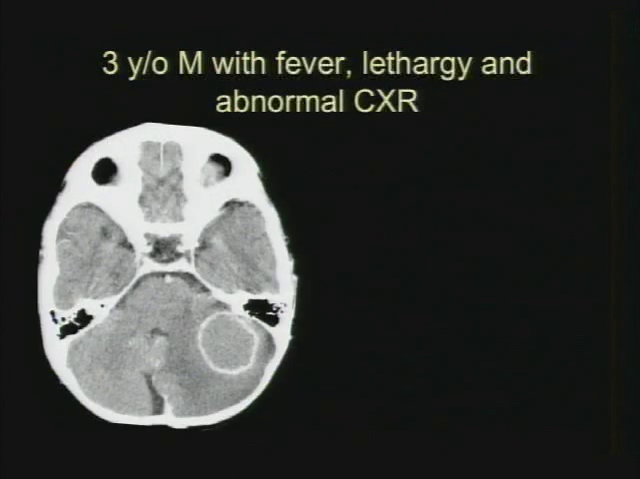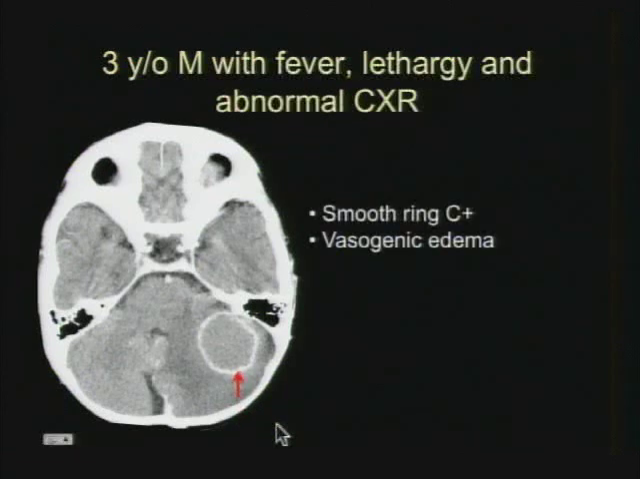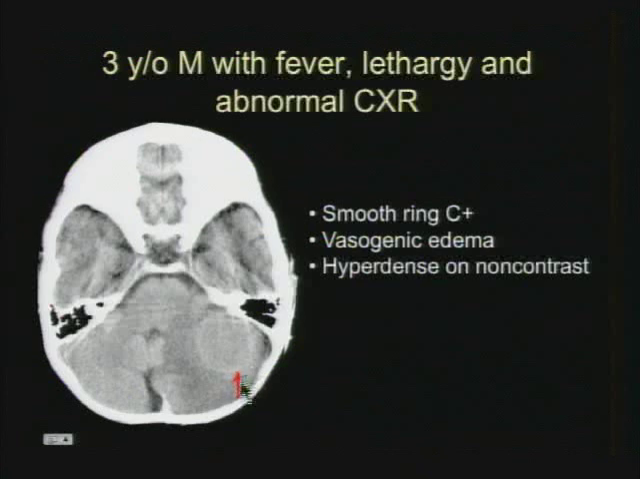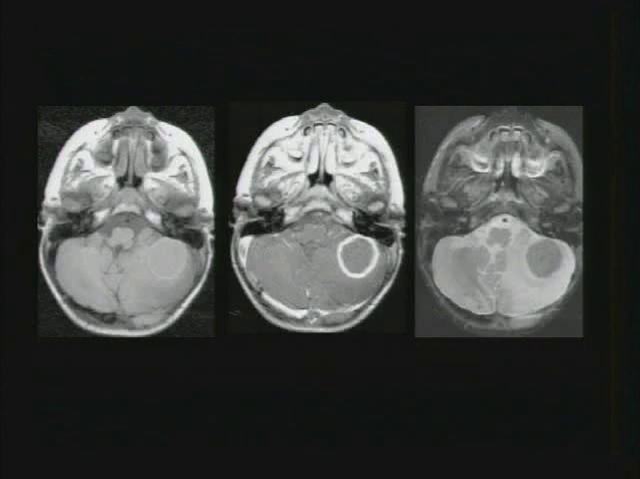So the next case is a 3-year-old with a fever and an abnormal chest x-ray. So again, on a post-contrast CT, we see a fairly thin, smooth ring of enhancement and vasogenic edema in the left cerebellum. It's hyperdense on non-contrast, so that's a little bit atypical for a pyogenic infection. And then when you look at this patient's MRI, you can see it's hypointense to slightly hyperintense on T1, with a rim of enhancement on the post-contrast. But here's the real clue.